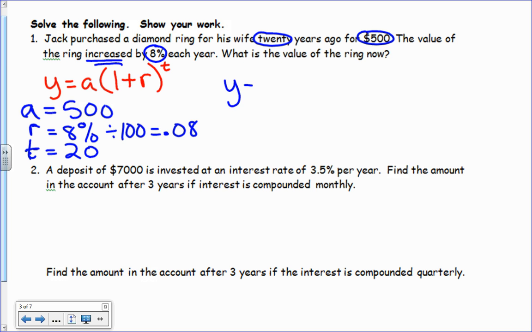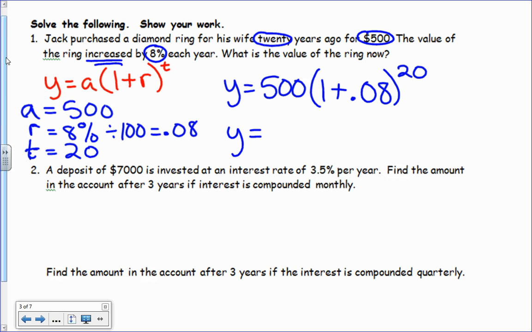So we're going to take those 3 items and plug them in. So we got y equals, a is 500, times 1 plus 0.08, not 0.8, 0.08, to a power of 20. So go ahead and type that in. And remember, this is a money equation, so round to 2 decimal places. This is talking about the value. That's monetary. And you type it in, you get $2,330.48.